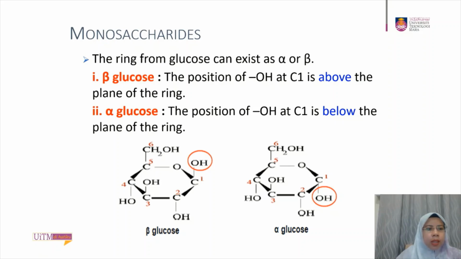When alpha glucose molecules are joined chemically to form a polymer, starch is formed. But when beta glucose molecules are joined to form a polymer, cellulose is formed.